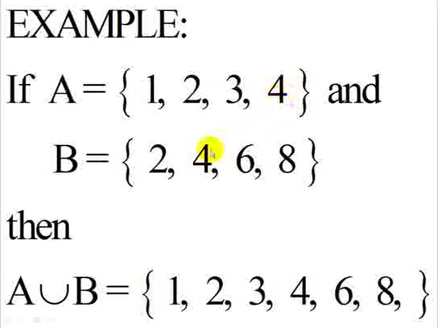And the same thing applies to 4. So A union B equals 1, 2, 3, 4, 6, and 8. 2 does not repeat itself in the union, and 4 also does not repeat itself in the union. Normally, it's done in ascending order, that is from the least to the highest. So with the union of sets, we only combine the two sets in ascending order from the least to the highest. But take note, repetition is ignored.